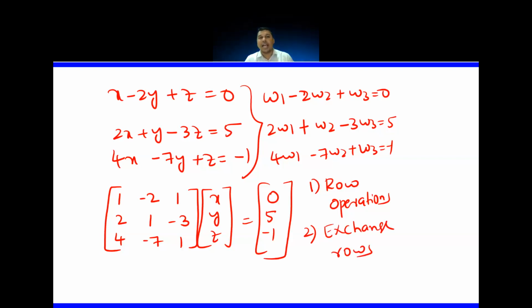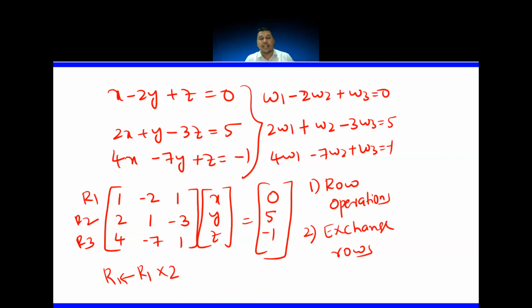So row operation means I can add two rows, R1 equal to R1 minus R2, R2 equal to R2 minus R1. I can do row transformations. Second one, you can exchange the rows. Okay, you can multiply each row with a scalar. If this is row 1, this is row 2, this is row 3, I can multiply R1 into 2, R1 equal to R1 into 2. I can multiply the first row with 2.